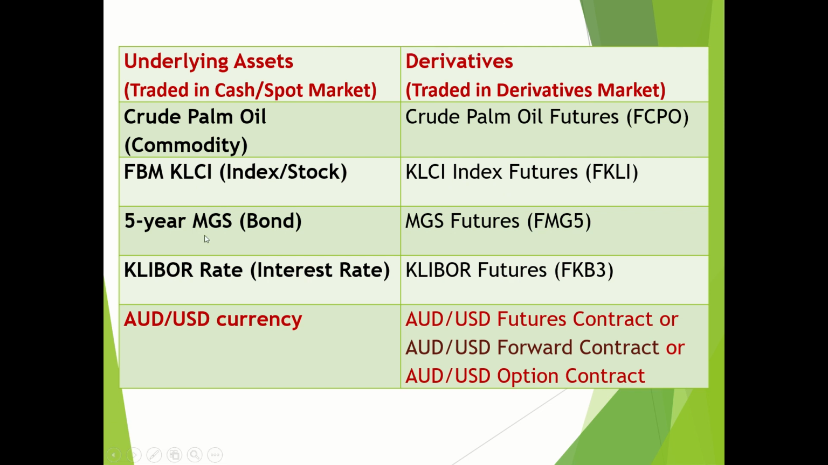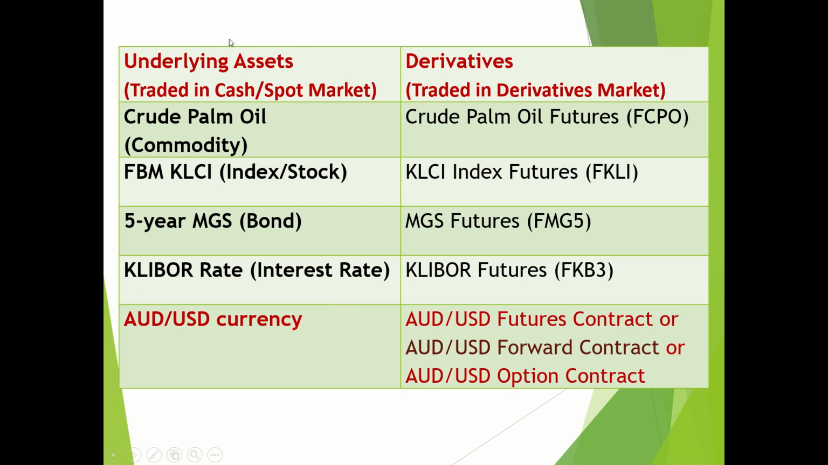And then we have 5 years MGS. Okay, bond. Okay, and then this bond will derive FMG5, okay, MGS futures. We also have interest rate, where the interest rate derive the FKB3. And then we also have currency. Saya bagi contoh lah kat sini, AUD per USD currency. Maka dia boleh derivekan futures contract, forward contract and also option contract.